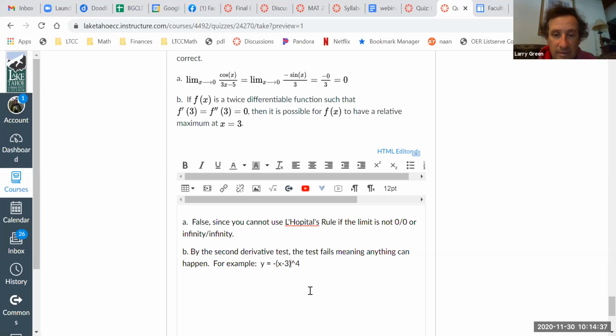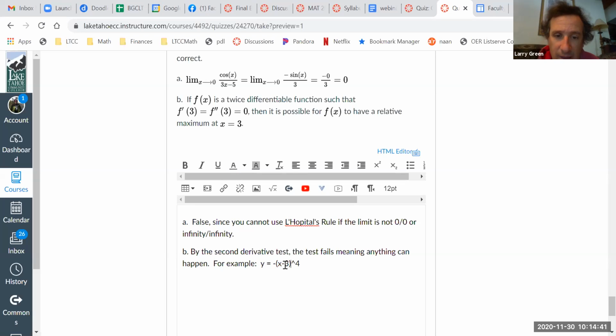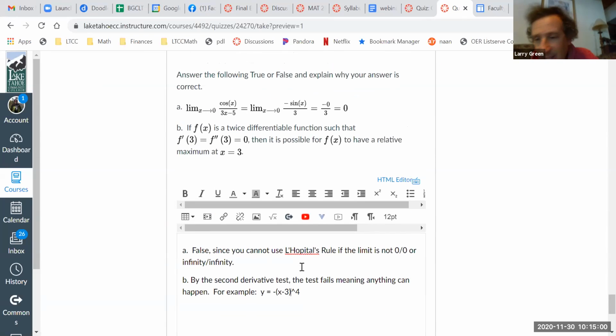Do you see that? Yeah, I see that difference. Whereas if you look at this example, the negative x minus 3 to the fourth, this one does not change signs. The second derivative is always negative, both left and right. It's only 0 at that point. So as an example. Okay, that is the test.